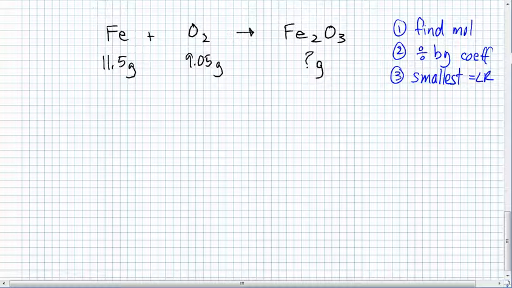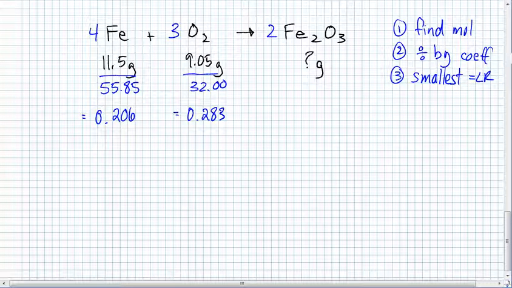So first thing we need to do then is to balance this chemical equation, which is not too difficult. I believe if we just put a 3 there, a 2 there, and a 4 there, that just works. So that's the first step done in terms of balancing it. Now I just need to start by finding the number of moles of both iron and oxygen. So first thing first, divide everything by the molecular mass to change mass into moles. Here's my answers. Done. And now I need to divide those by the coefficients. In other words, divide it by 4 or divide it by 3. So I'm going to do that there.